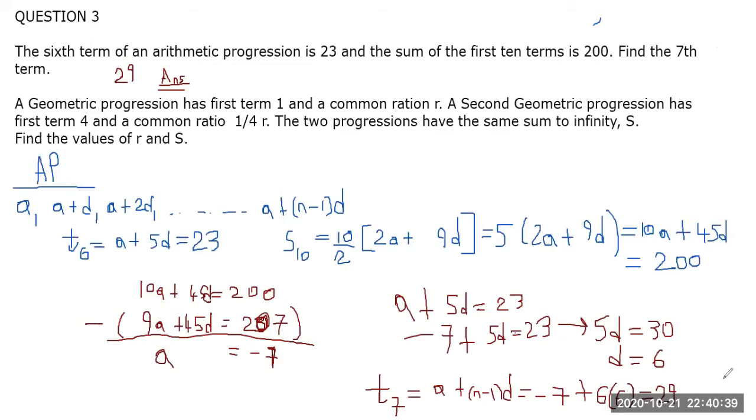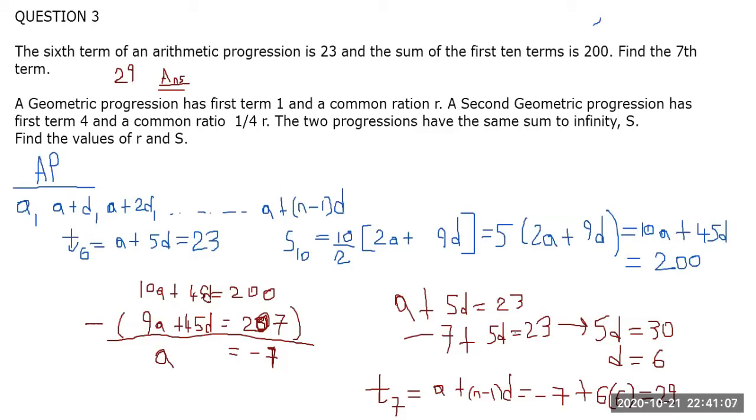Alright, let's make some space. So it says a geometric progression has a first term of 1 and a common ratio of r. A second geometric progression has a first term of 4 and a common ratio of a quarter r. The two geometric progressions have the same sum to infinity. Find the values of r and s. So let's work this out.